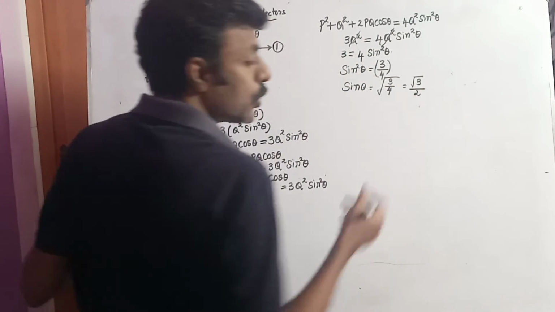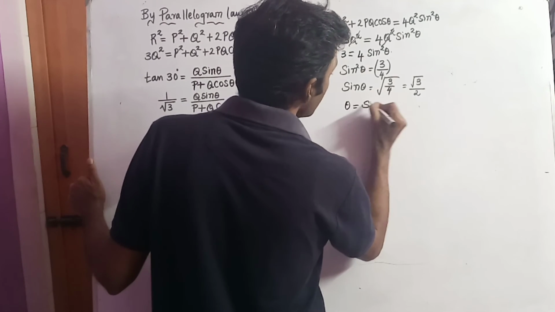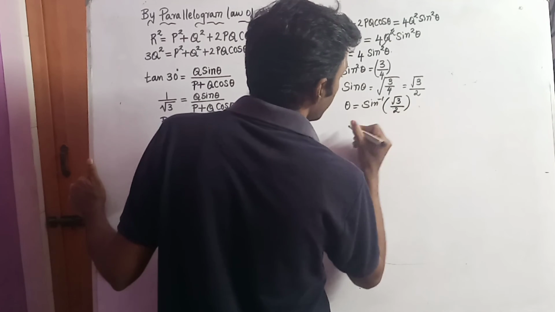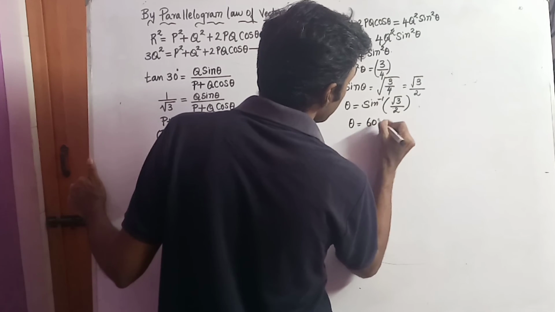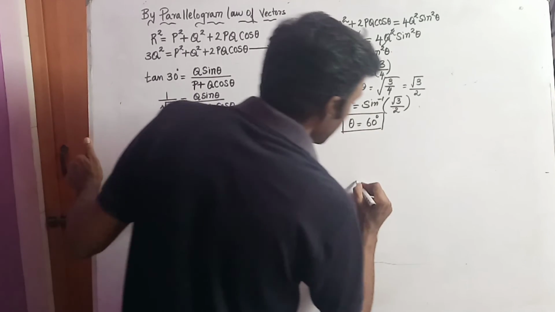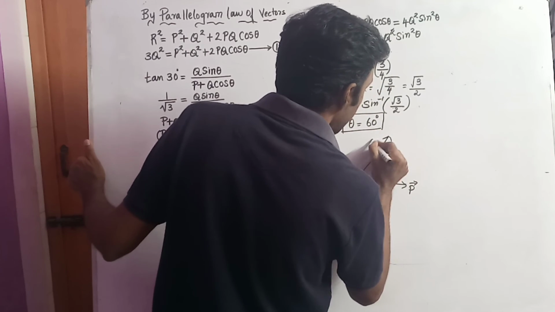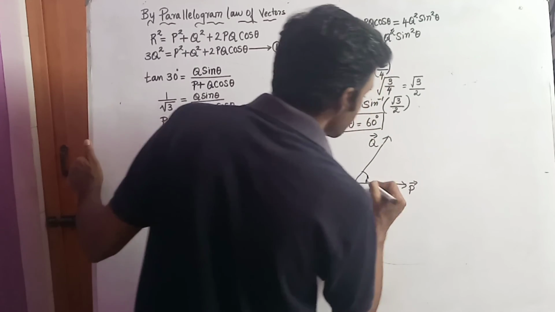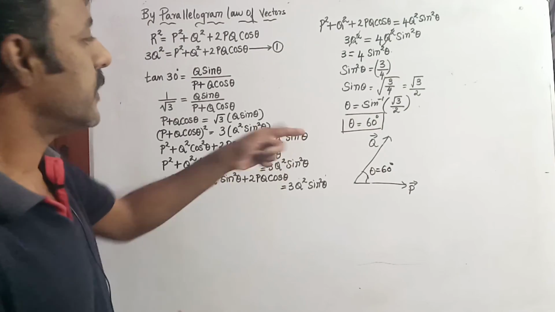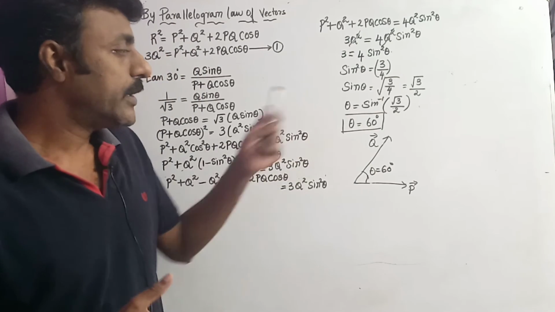So when sin theta is equal to root 3 by 2, what is the value of theta? Therefore theta will be sin inverse of root 3 by 2, which is nothing but theta equal to 60 degrees. So therefore the angle between this p vector and this q vector, which we assumed as theta, is nothing but 60 degrees. So this is the value of the angle that we need to find out.